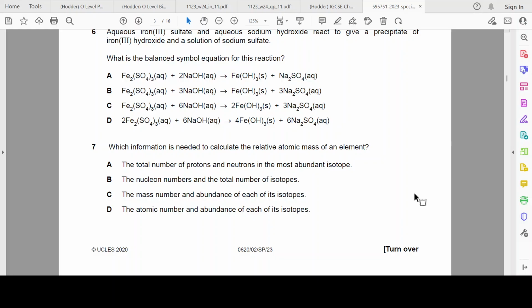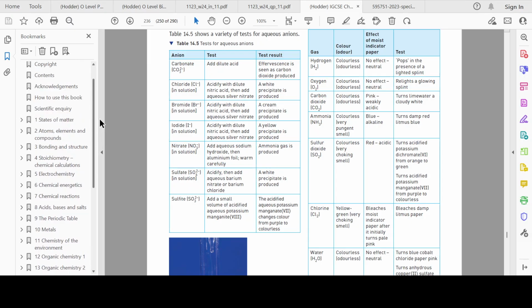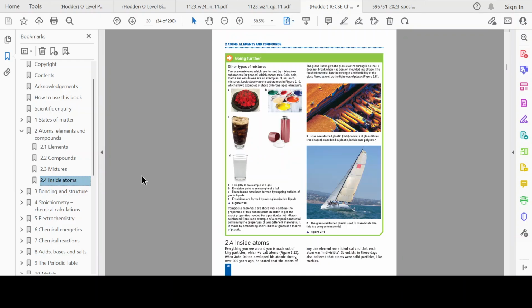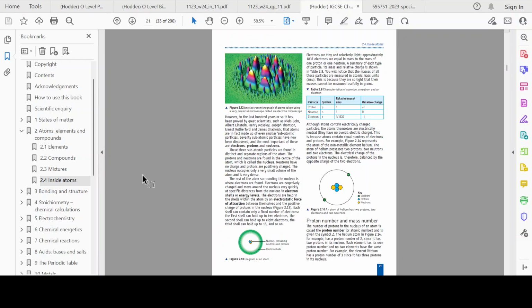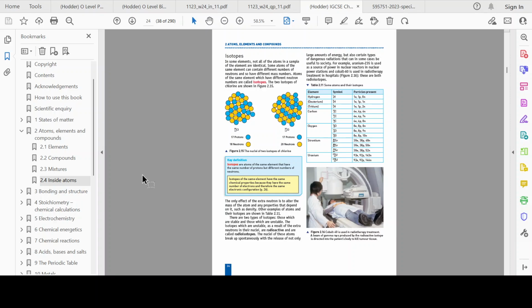And the abundance of each isotope. So what's the mass of each isotope and what's the abundance, and they've given the formula for that. Which chapter was it? This one. Do they talk about isotopes here? I forget where exactly it is. Isotopes, yes.